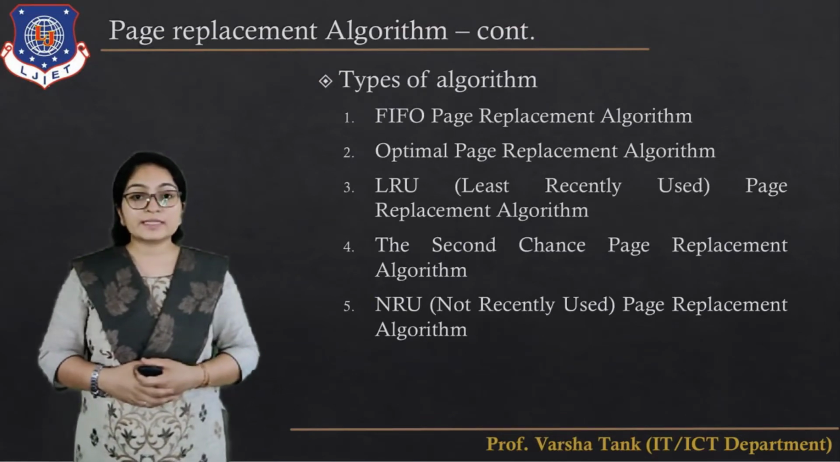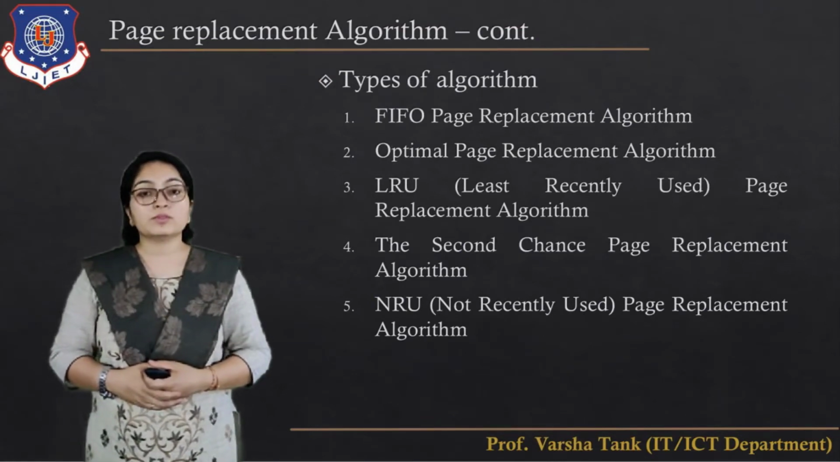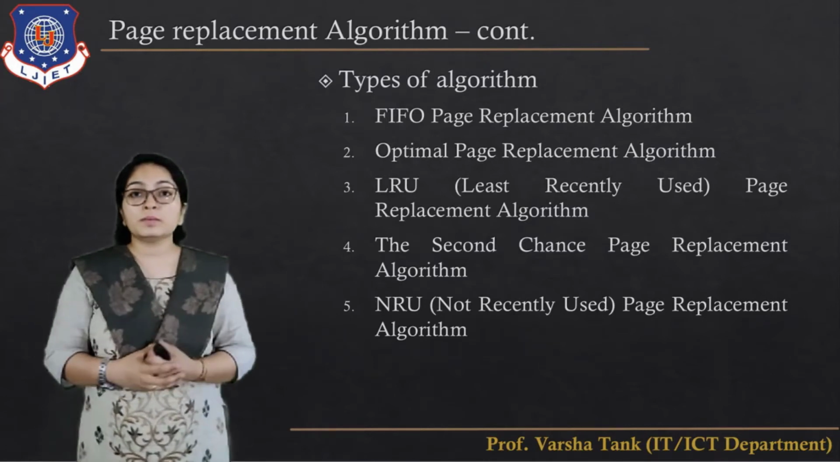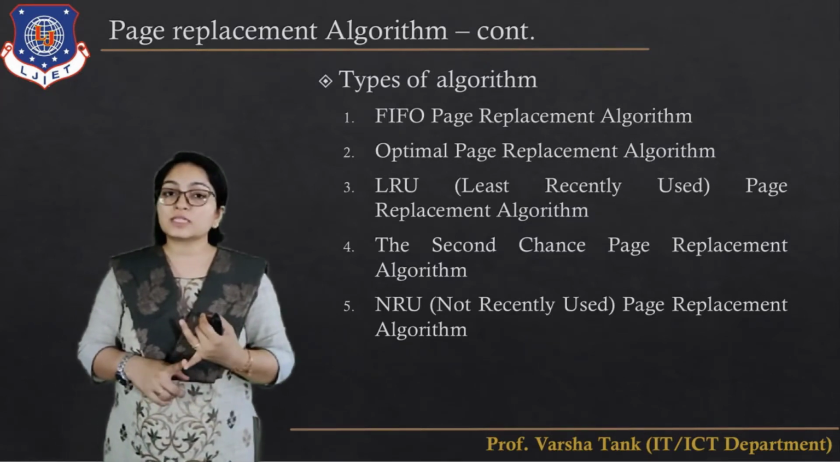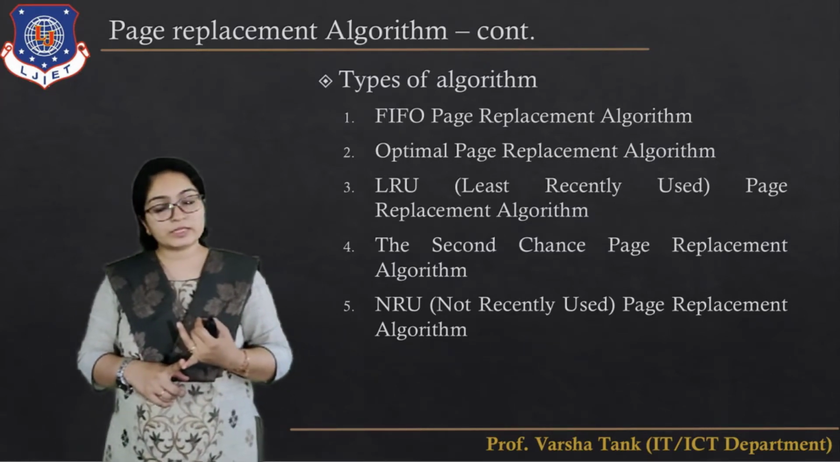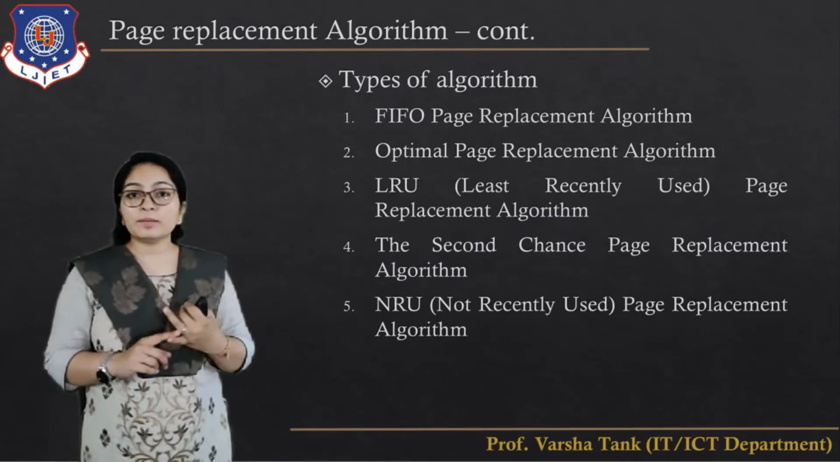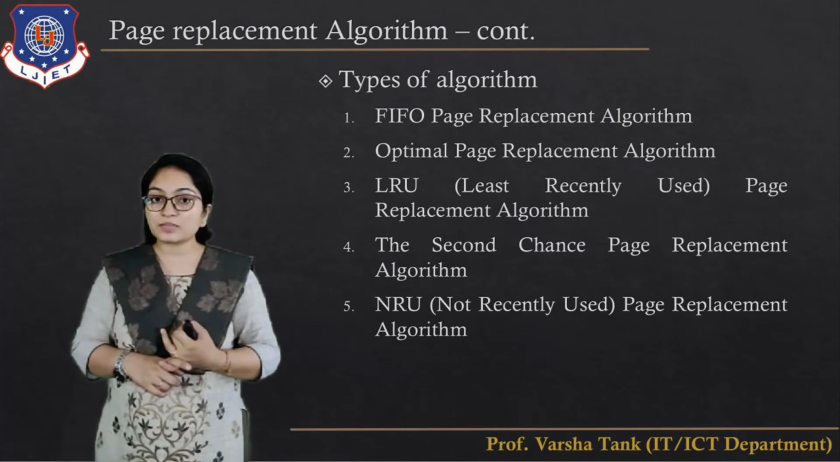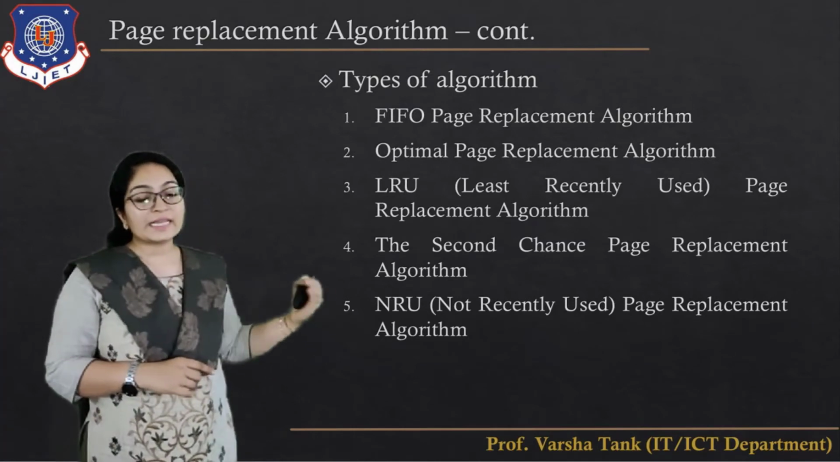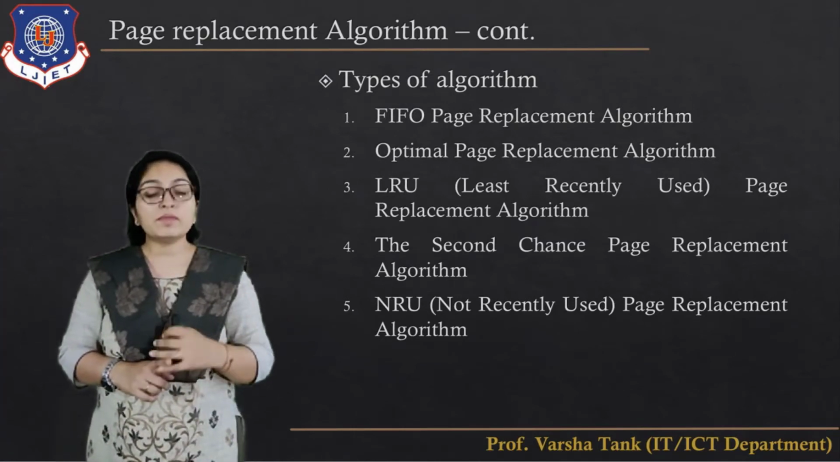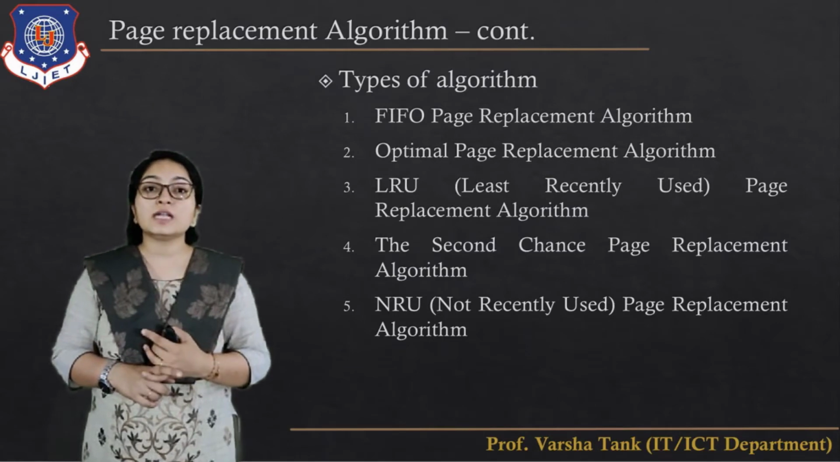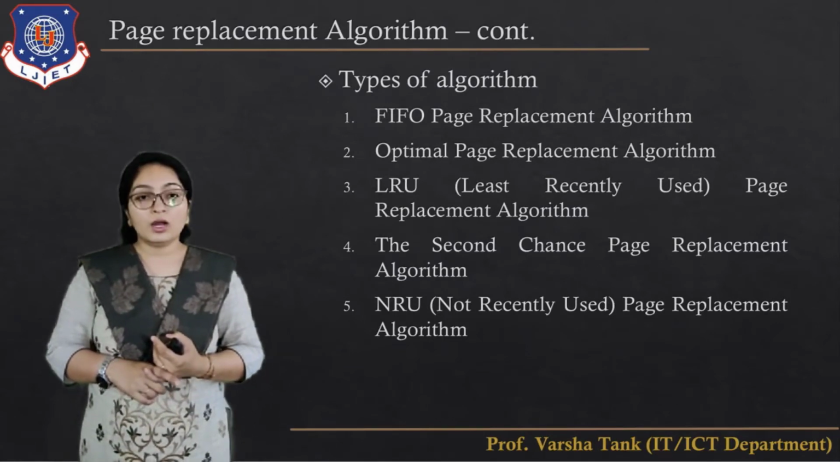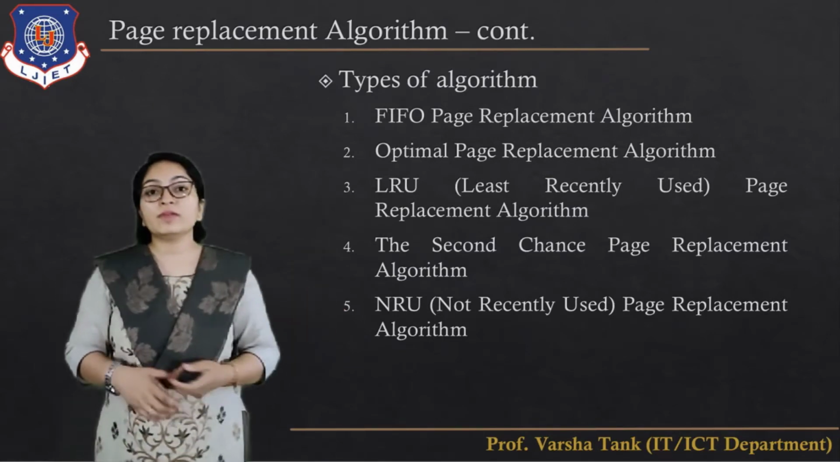Okay, so now let's see which are the different types of algorithms. First is first in first out page replacement, that we will see today. Then next, the optimal page replacement algorithm. Then LRU, that is the least recently used page replacement algorithm. Then the second chance page replacement algorithm, and NRU, that is the not recently used page replacement algorithm. So these 5 algorithms we will see.